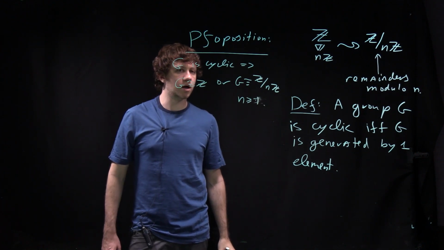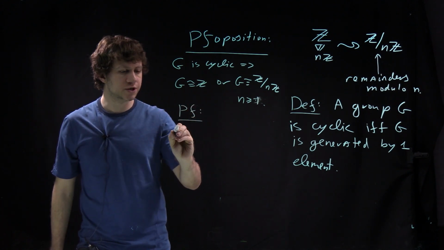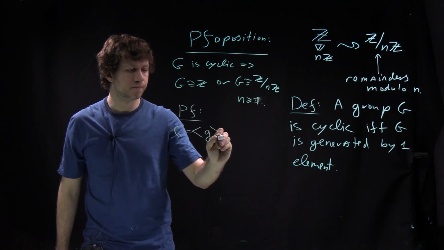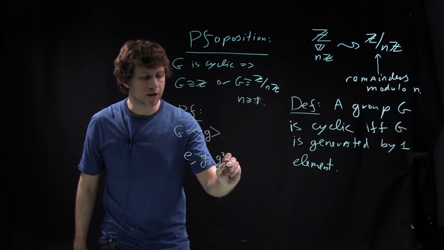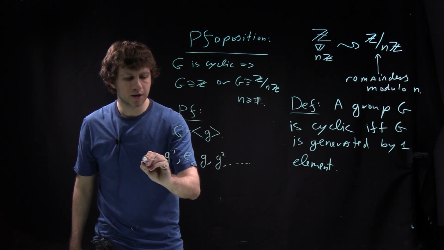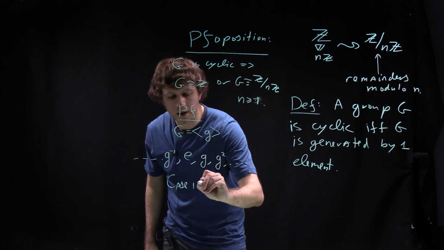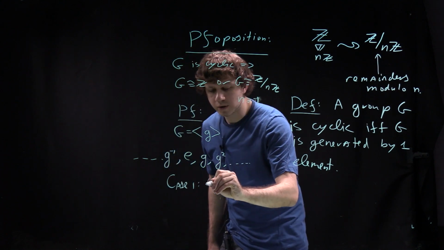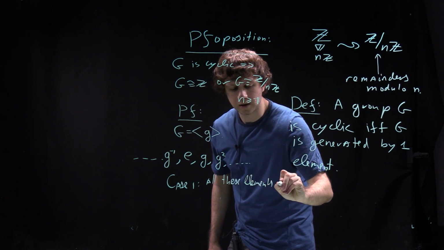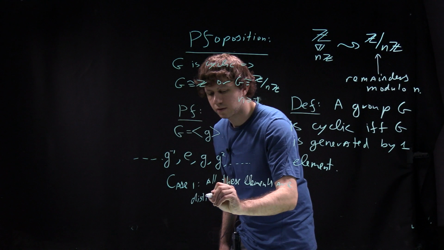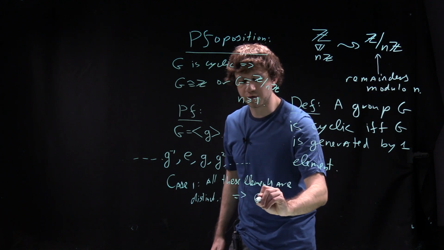Okay, and the proof is very simple. Assume that G is generated by one element g. Then let's look at all elements e, g, g squared, and so on, g inverse, and so on. These are all elements in G, and there are two cases. Case 1 is that all these elements are distinct. This immediately implies that G is isomorphic to Z.